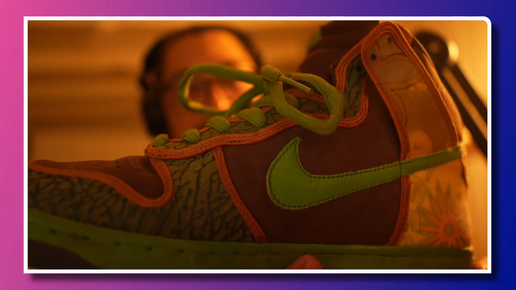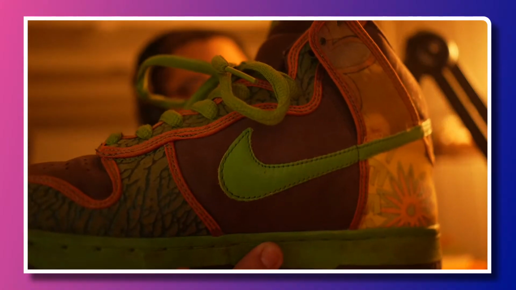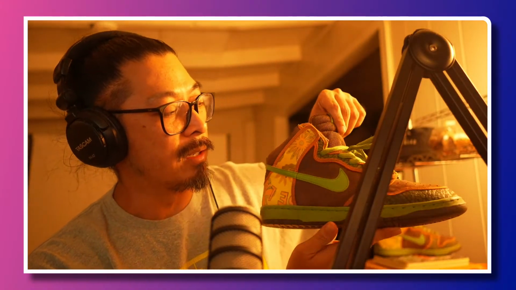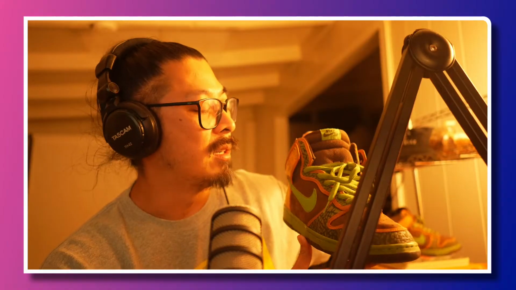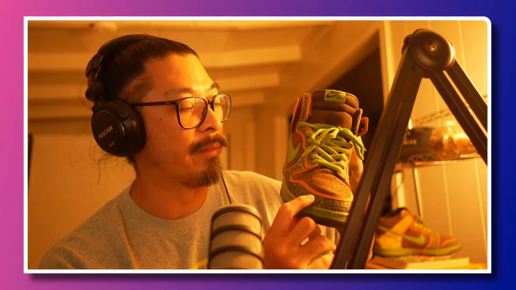These are De La Soul Dunks from 2005, so they're over 20 years old. This is the pink box era from Nike SB. And what a collaboration. De La Soul got the 3 Feet High and Rising album on it. This was the first dunk, well, the first shoe I think that had a different color than the original elephant print from the Jordan 3. So this is a green elephant print.